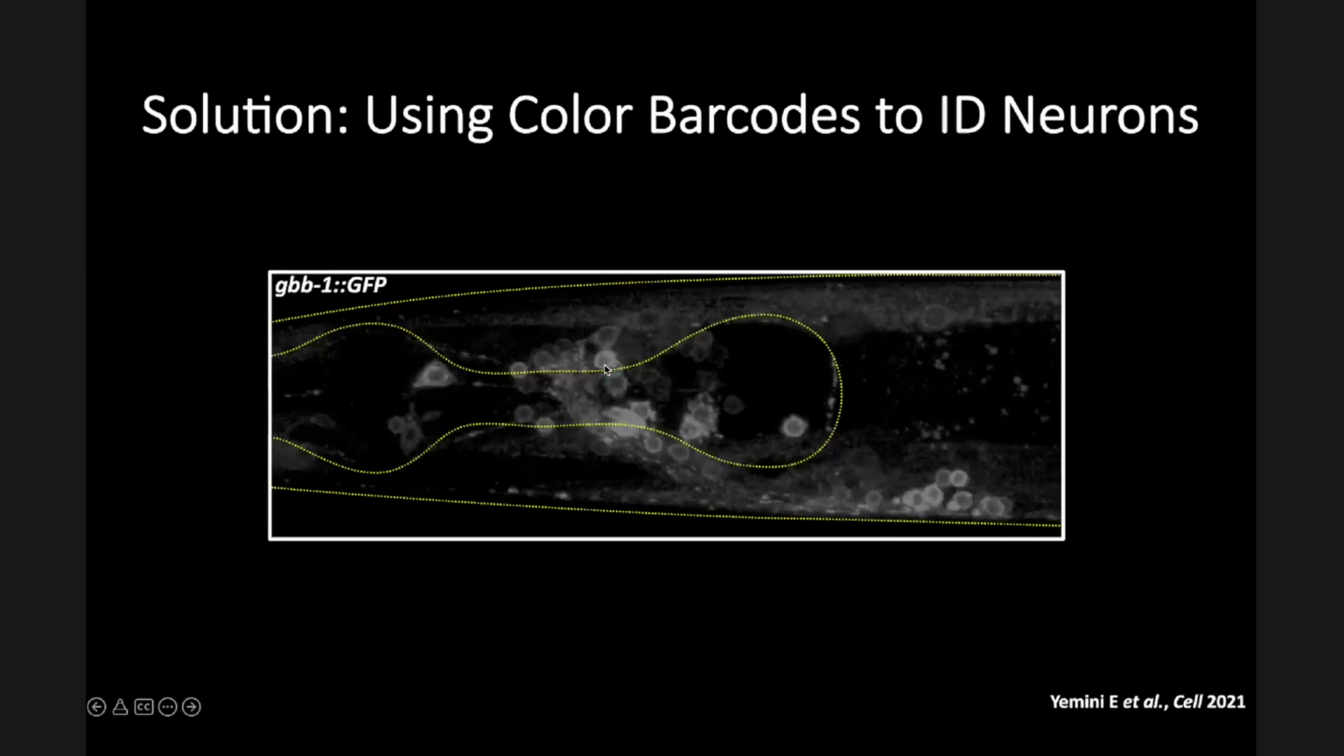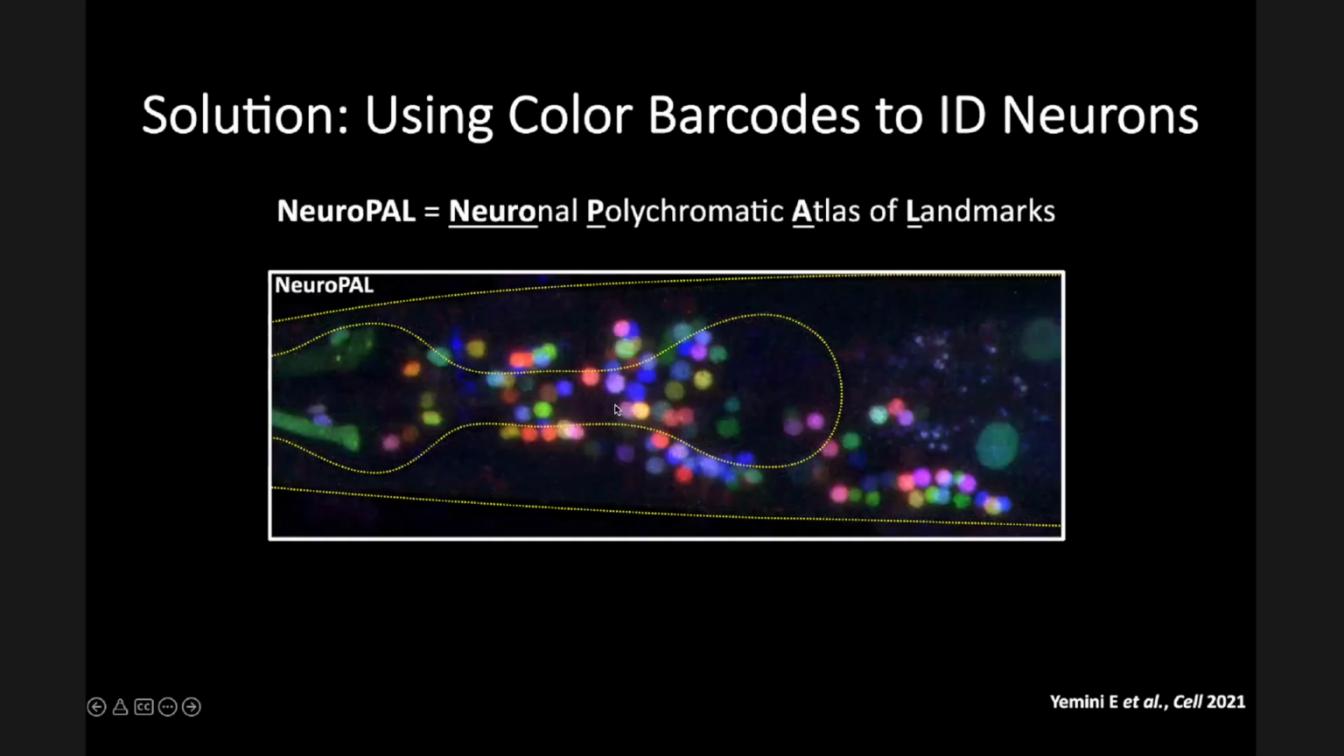And the solution I came up with was using colored barcodes to ID neurons. So coming back to that picture I just showed you of a GABA receptor and a variety of neurons, right? We have no idea which neurons these are that this GABA receptor is expressed on the surface of. This is a GFP reporter for that particular GABA receptor. We bring in the NeuroPAL, which is the method I built. It's a neuronal polychromatic atlas of landmarks. And this is what it looks like.